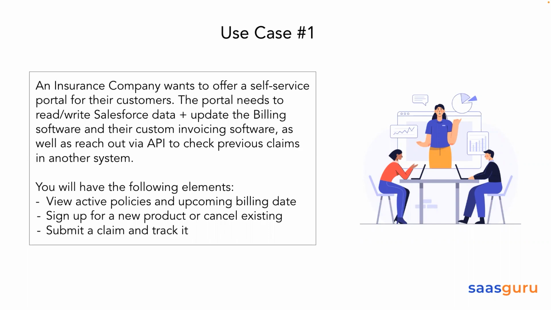As an end user, I will see the following things. I can view my active policies and their upcoming billing dates for renewals, things like this. I can choose to sign up for a new product or cancel my existing products. I can submit a claim and track it. So there are just 5 or 6 things that I can do as an insurance customer, right? And you as a developer need to think about how you implement this and how you ensure this goes through in the backend. It's very easy to do it with OmniScript and consider a lot of these things, like this information.